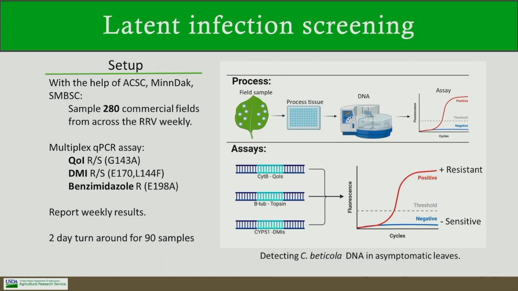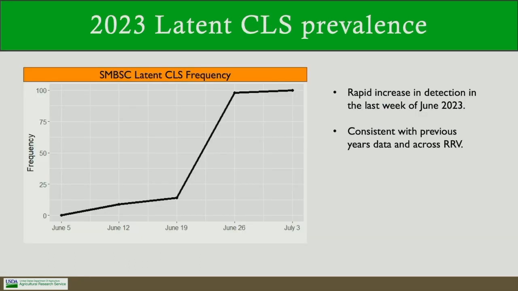And generally speaking, for southern Minnesota, in 2023, this is what prevalence looked like for latent infection. Our first samples came in June with fairly low incidence and steadily rose until the week of the 19th of June. And then we had this huge spike from the week of June 19th to the week of June 26th. And so this is a really nice target zone for us to look at weather conditions that would promote this big jump here, because we know that spores are present.